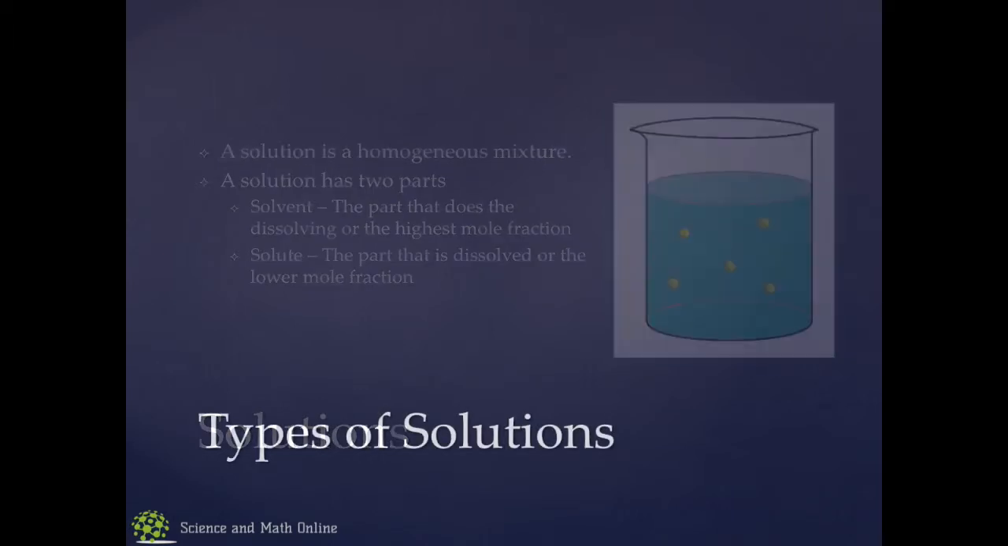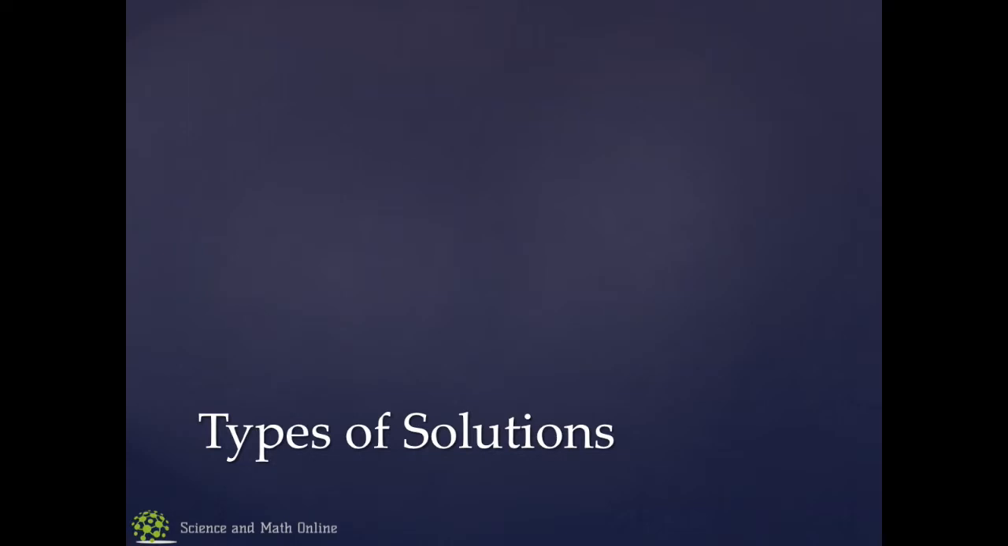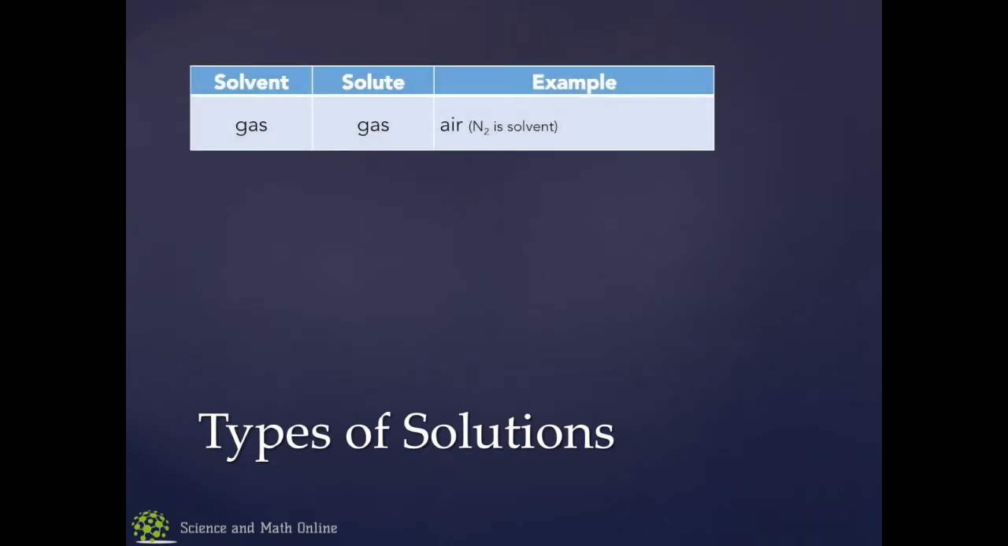So, for example, just looking at the different types, you can have a gas and a gas, like air. In air, like we said, it's nitrogen, oxygen, water vapor, carbon dioxide, argon, and other gases. The solvent is the nitrogen because it is the highest mole fraction, and then everything else is solute. So oxygen's a solute, carbon dioxide's a solute, water vapor is a solute, argon's a solute. All those are solutes in the solvent of nitrogen when we're talking about air.